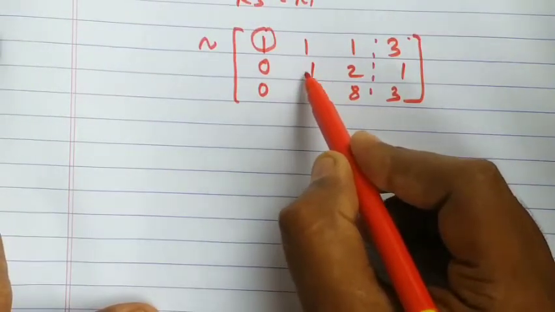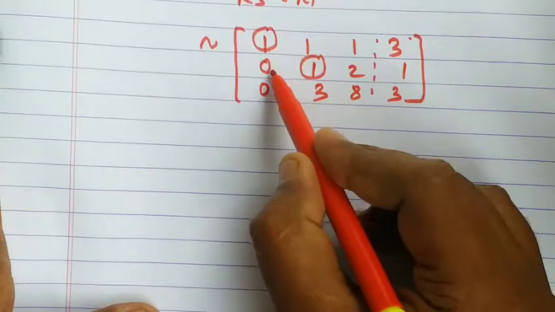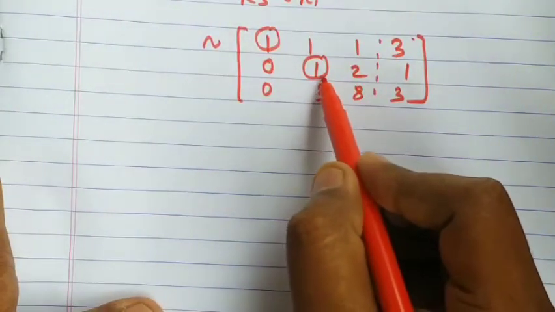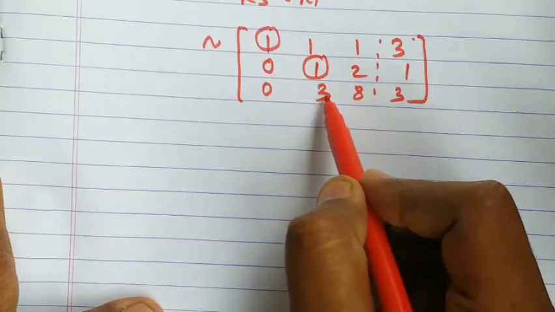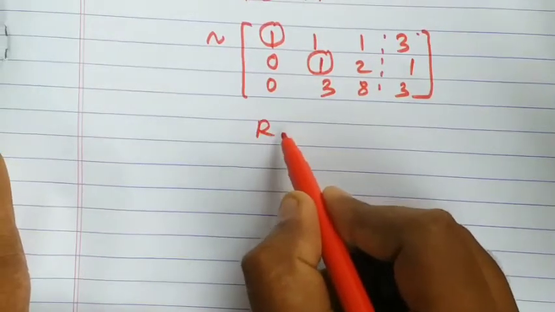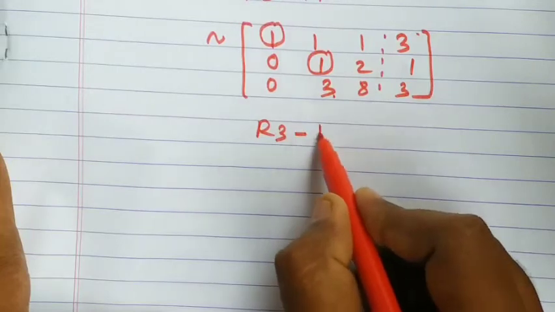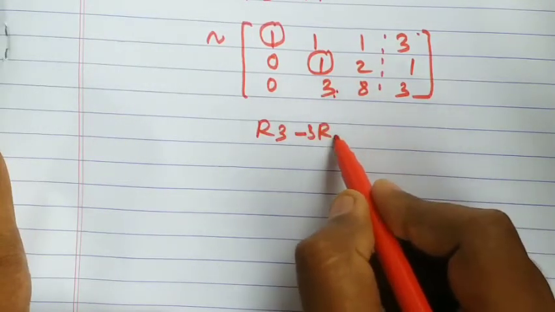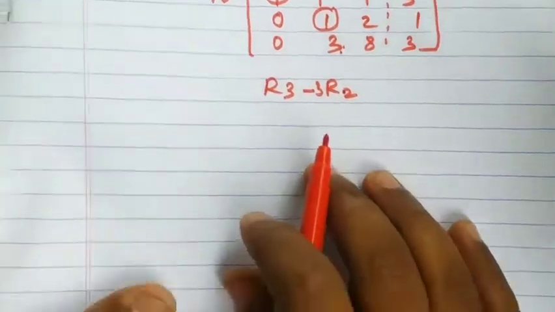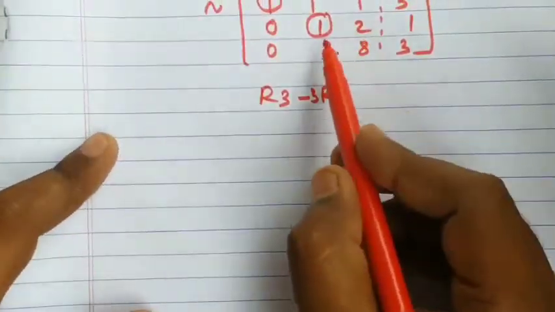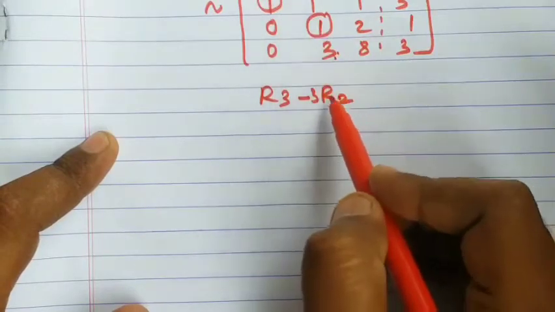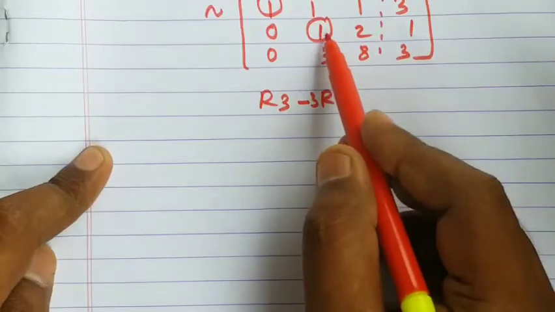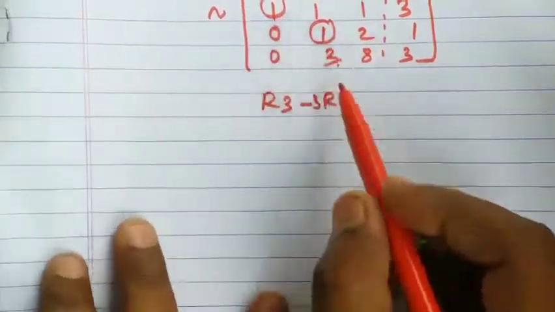Now second row's leading coefficient is this, and it is appearing on the right of the first pivot. So this is the second pivot, and below that we have to make 0. So this 3 we have to make 0 for getting echelon form. So R3 we are going to change, and for making this 0 we need to multiply the second row by 3 and do the subtraction. Because we never use the first row again. Whenever you want to make the entries below the second row 0, we make use of the second row, not the first row again.